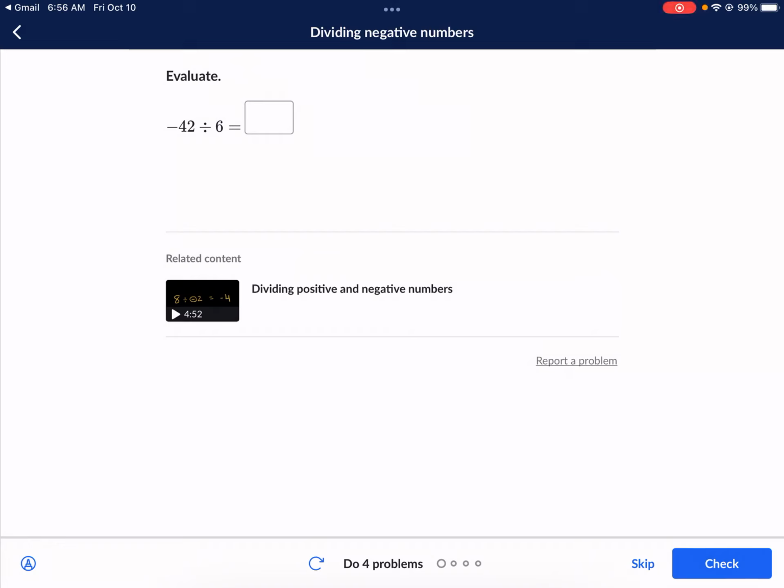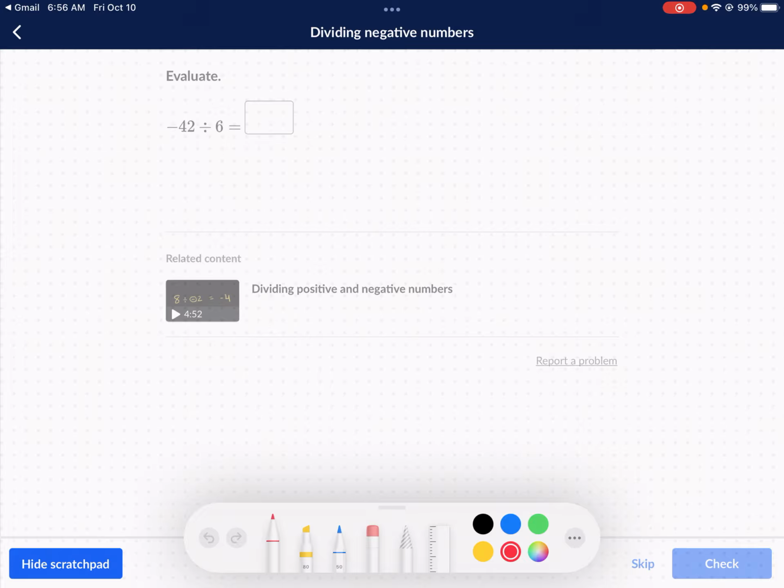Hi, this is Mr. West, and today we're doing a Khan Academy tutorial on dividing negative numbers. I promise if you know how to multiply, you know how to do this entire thing, even without any background on positives or negatives. So let's start here with just the division part.